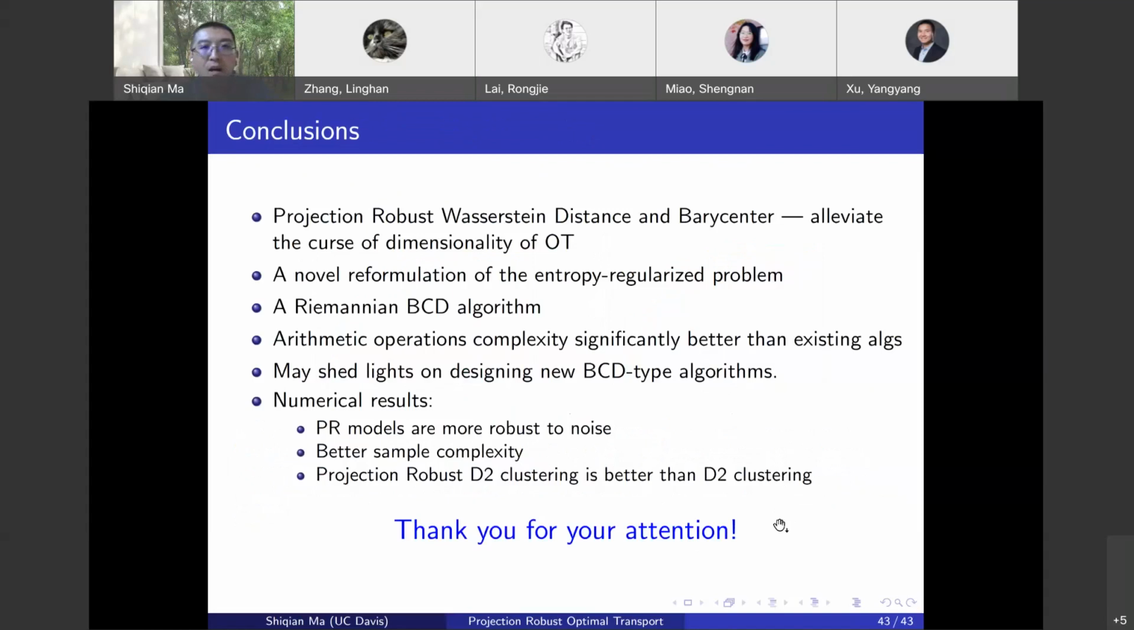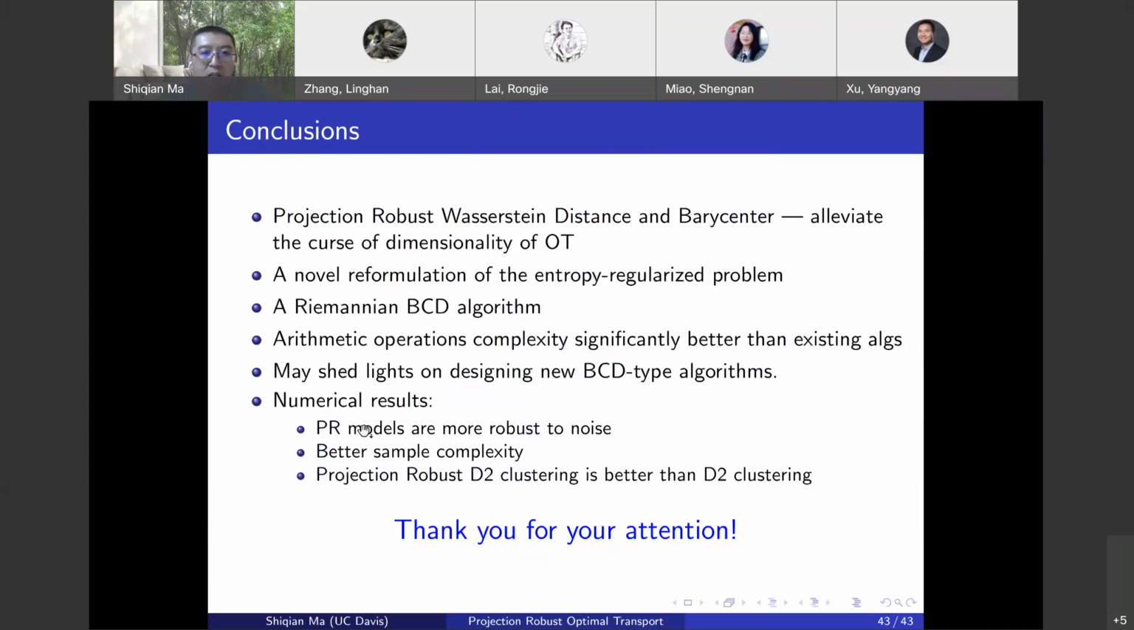All right, so now let me just conclude. In this work, we considered the projection robust Wasserstein distance and the projection robust Wasserstein Barycenter. The main goal was to mitigate the effect of the curse of dimensionality of the optimal transport problem. We designed algorithms for both problems, based on a novel reformulation of the entropy regularized problem. More specifically, we proposed the Riemannian BCD algorithm, analyzed its arithmetic operations complexity, and found that it is significantly better than the existing method, RGAS.